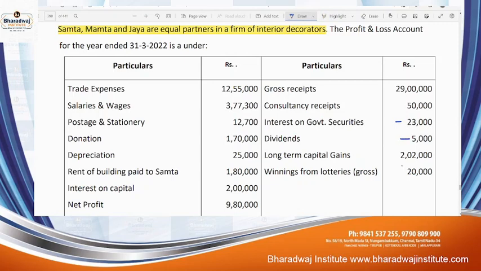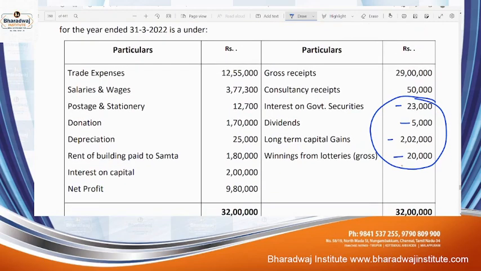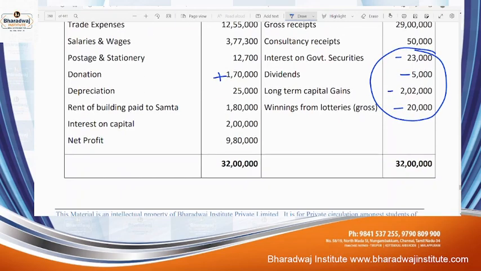Then dividend will be eliminated. Long-term capital gain eliminated. Winnings also will be eliminated. All these things will go to other heads. Then on the debit side, trade expense allowed, salary allowed, printing and stationery allowed. Donation we will add back. Depreciation we will see. Rent is also allowed. Interest we have to check.